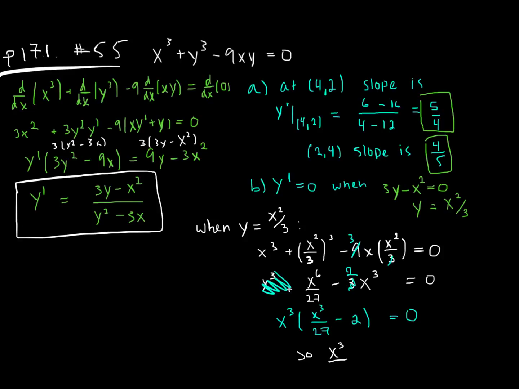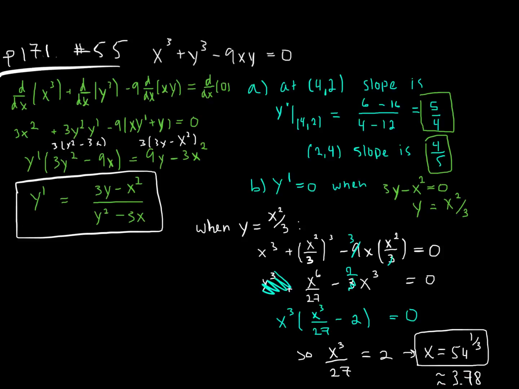So x cubed over 27 minus 2 equals 0. So I can add 2 to both sides, multiply by 27, and then take the cube root. So I'm going to get when x equals 2 times 27 is 54, and taking the cube root, or raising to the 1/3 power. Okay? So when x is equal to 54 to the 1/3. And if I find what this is approximately equal to, that is going to be 3.78. Alright, so that's the x-coordinate.